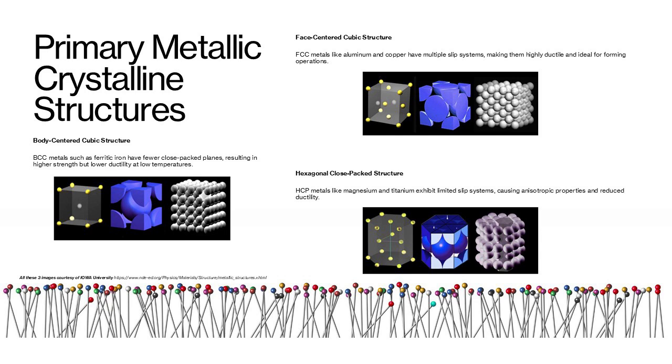HCP structures, seen in magnesium and titanium, exhibit limited slip systems, leading to anisotropic properties and reduced ductility compared to FCC metals. These structural differences influence how metals respond to stress, temperature changes, and deformation processes. For example, FCC metals are preferred for applications requiring high formability, while BCC metals are used where strength and hardness are critical. Understanding these structures helps engineers select appropriate materials for specific applications and predict their behavior under service conditions.